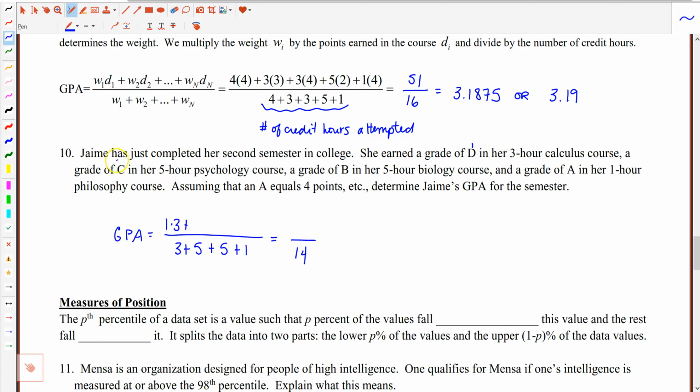This C is worth 2 points, so this will be 2 times 5. This B is worth 3 points, so that'll be 3 times 5. And this A is worth 4 points, so that'll be 4 times 1. Alright, so if you throw all of that in your calculator, verify that you get that the student earned 32 points. So then 32 divided by 14 gives a GPA of 2.29.